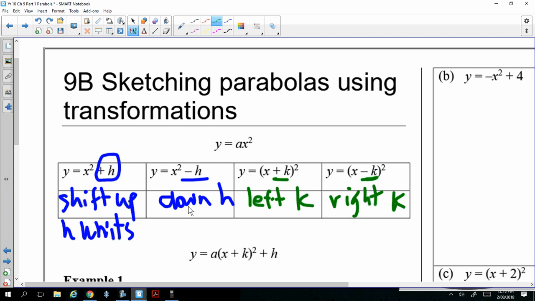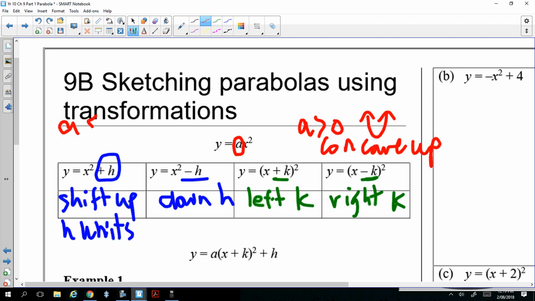So this is the -h outside the x squared, so you go down. The vertical part is the stuff outside the x squared, and the horizontal part is the stuff inside the bracket. Continuing on, we also learned that this A gives you the shape of the parabola. When A is positive, it's concave up. When A is negative, it's concave down.